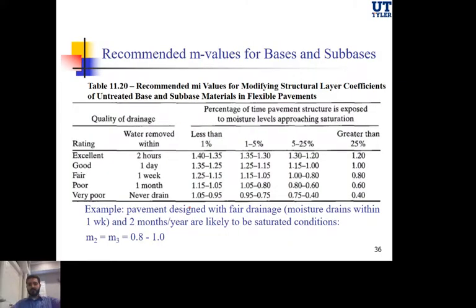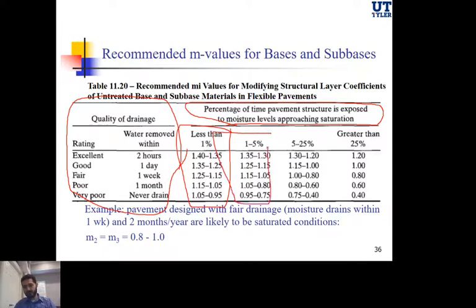The rest of the picture is in this table right here, which is the first portion of it. This is the quality of the drainage, which we just talked about. Again, 2 hours excellent, 1 day good, 1 week is fair, but also the percentage of time the structure is exposed to moisture levels approaching saturation. If it's less than 1% of the year, you're going to pick this column right here. If it's 1 to 5%, it's this. If it's greater than 25%, it's that.